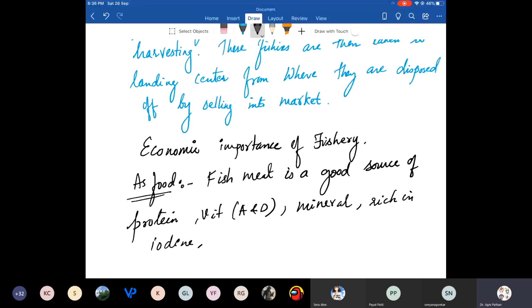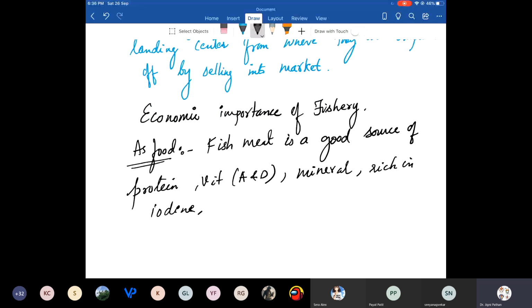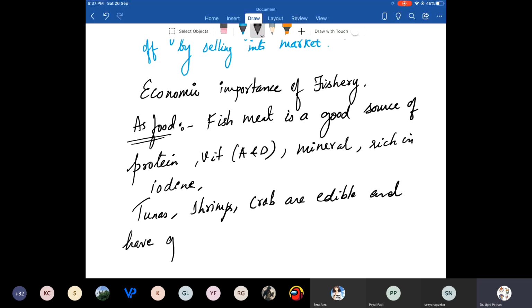This is an important question. This question is asked. Tunas, shrimps, crab are edible and have great export value. Done.